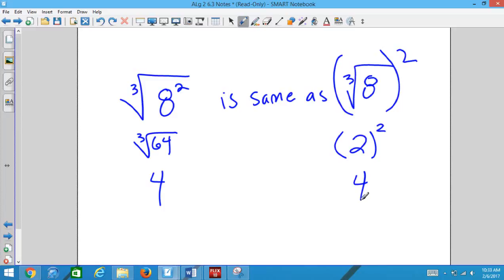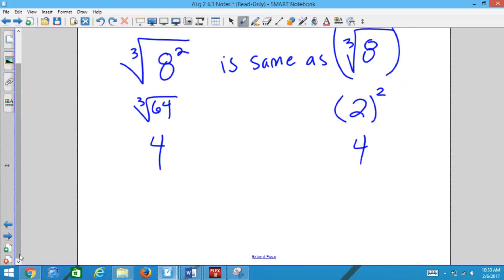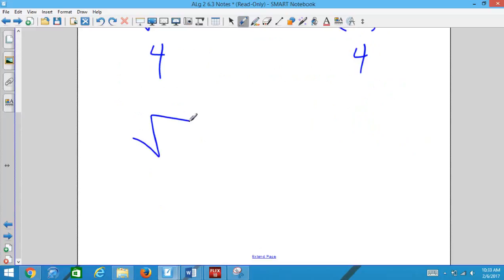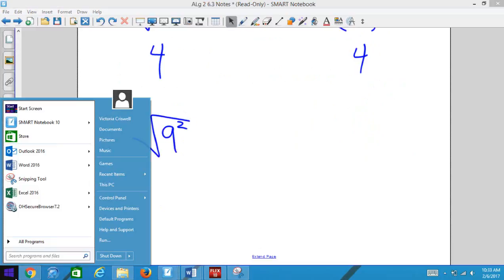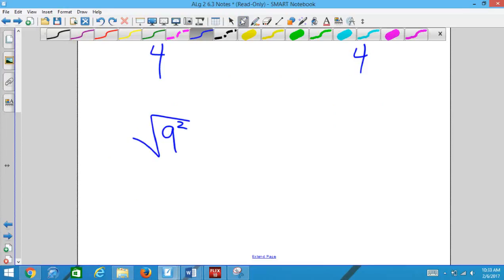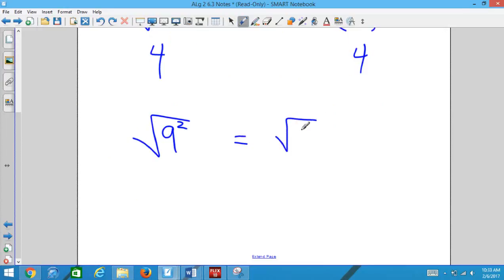What you notice is we've got our squared in two different locations. We've got our cube roots in two different locations when we look at where the squared is. Let me show you one more. If I do the square root of 9 squared, that's the same thing as the square root of 9 squared.